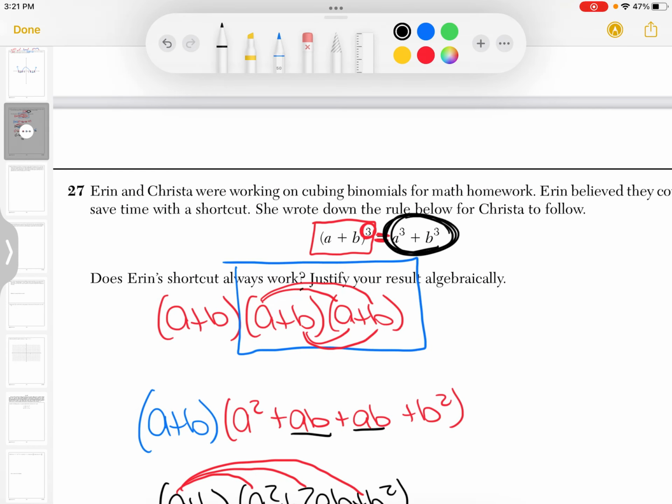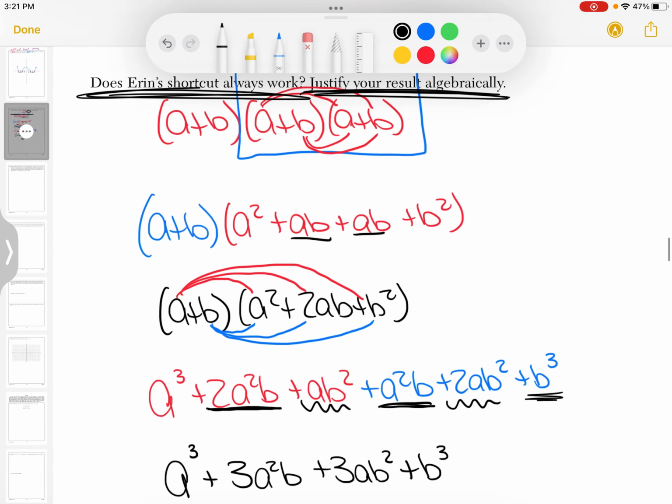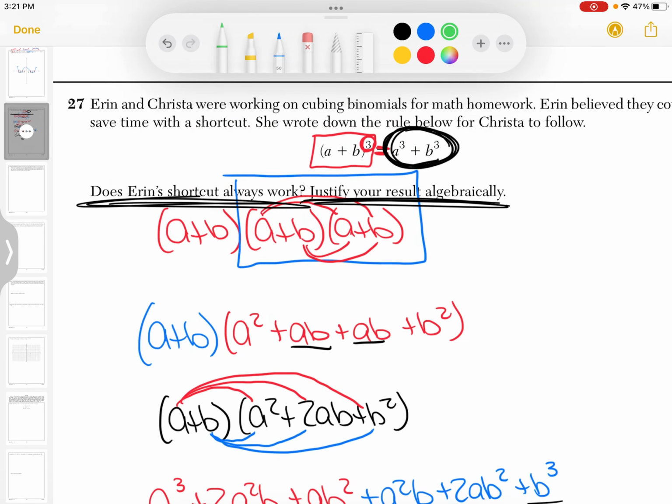Okay. So I justified my work algebraically. I answered the question. I am done. So I want you guys to kind of get in the habit of doing this. And I've been doing it, but I didn't really mention it.